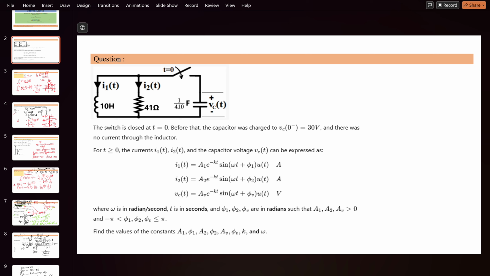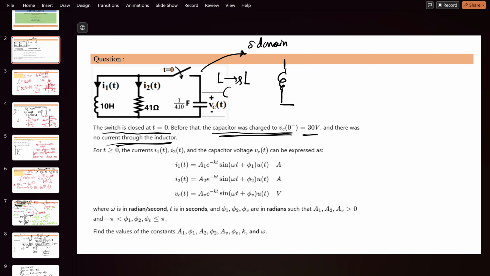So here, the question is saying that the switch is closed at t equal to 0 and the capacitor was charged at V0 minus equal to 30 volt. Okay, and there is no current across the inductor. So this circuit you have to convert into the S domain basically. Okay, so in conversion, L becomes SL, C becomes 1 upon SC. Okay, and if there is an initial current in the inductor, it will be represented like this.